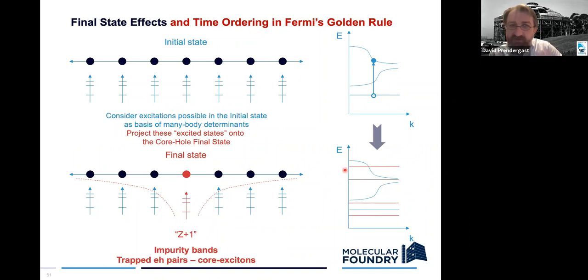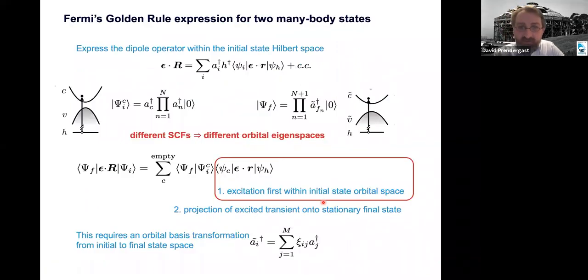So we kind of need to do two things. We need to define our excitations in the initial state and then project those excited states onto this kind of final state picture that we've relied on so well in the past. Okay, so there's a lot of detail here, but I'll just go through it quickly.